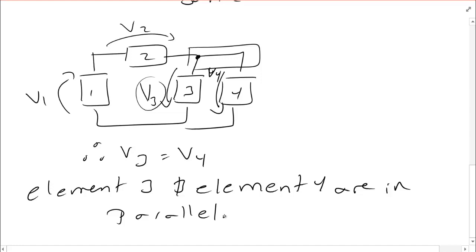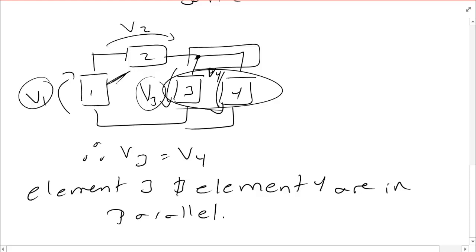Now, if you take a look at our same electron, if the voltage drop here is V3, or here is V4, and they're the same, it cannot be the same across V2, because if it were, that would mean that V1 must be 0. But it isn't. So I can claim that these elements are not in parallel with these elements.